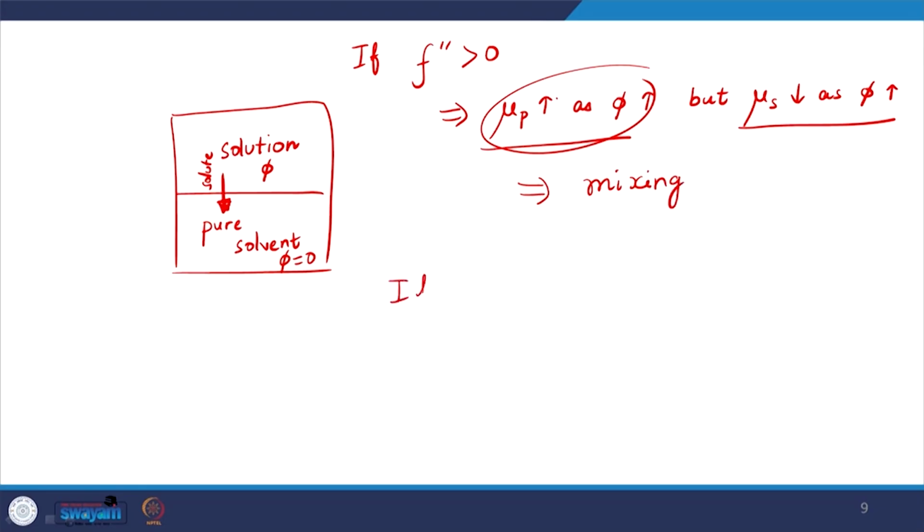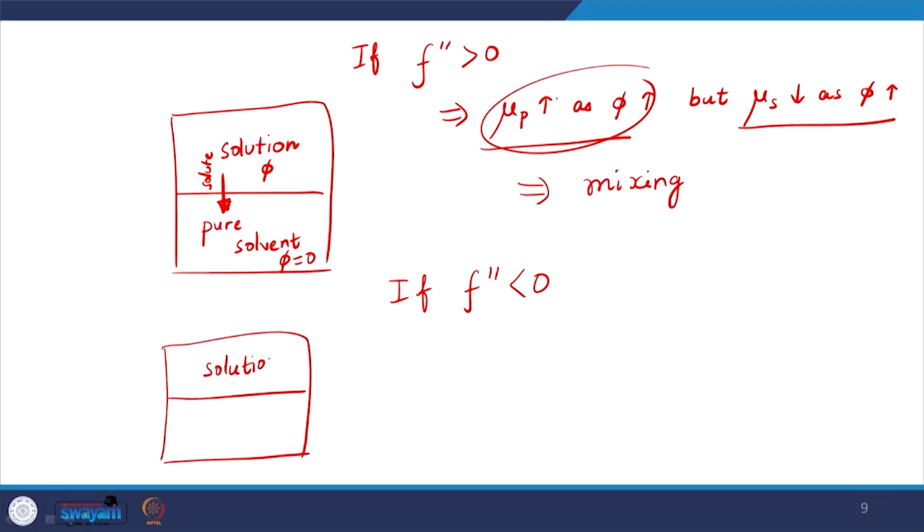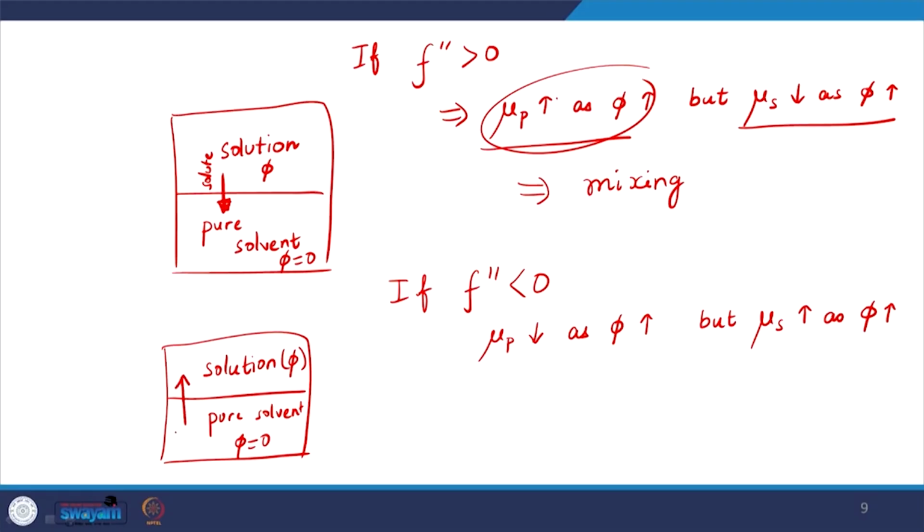On the other hand, if F double prime is less than 0, what is going to happen? Let us say I again start with a solution with some volume fraction phi, and a pure solvent with phi equal to 0. In this case, we will have the opposite situation. mu p will decrease as phi increases, but mu s will increase as phi increases. In this case, the solute movement should be the other way round.